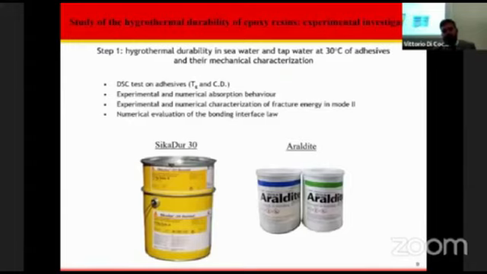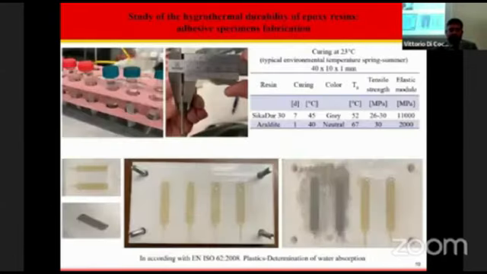The first step in order to achieve this goal was to study two commercial epoxy resins as they are. The first one was Cicadur 30 and the second one was Araldite. We cured both resins at room temperature, 23 degrees in this case. Their technical data sheets report these two glass transition temperatures.